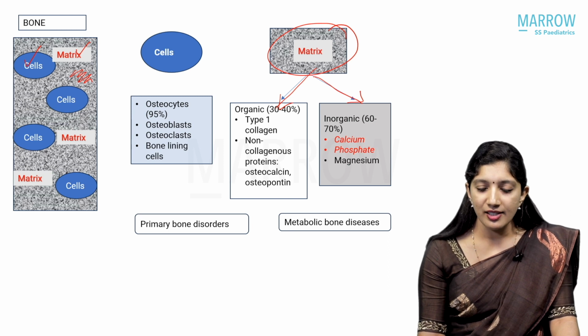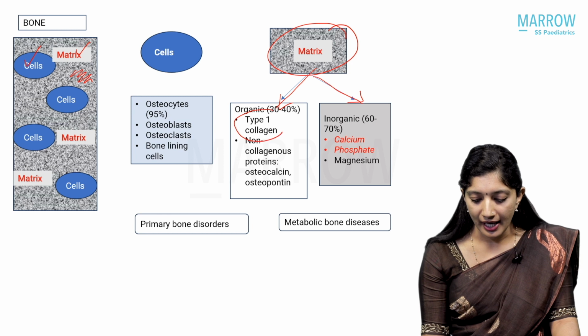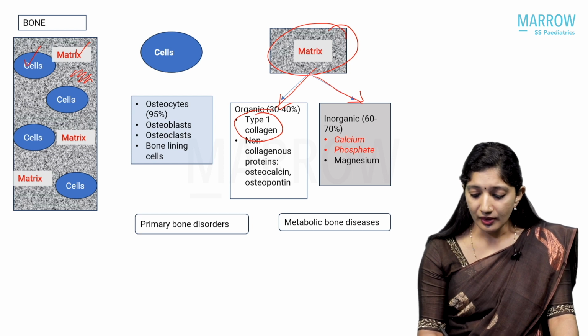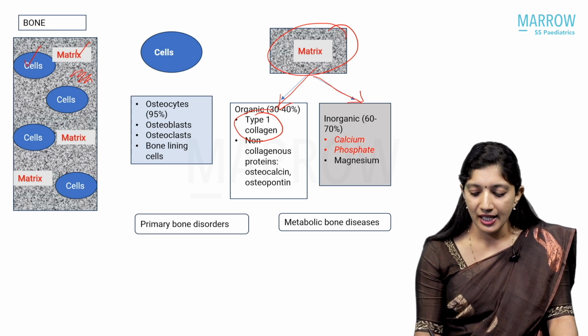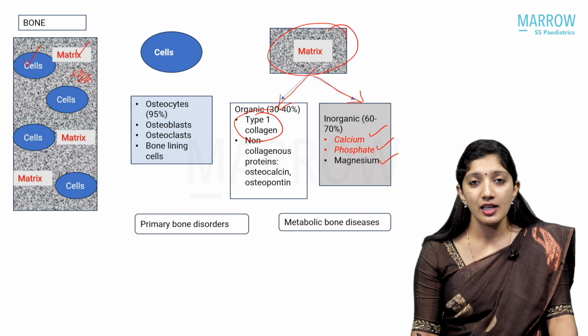The organic part is made up of proteins, majorly type 1 collagen, and many other non-collagenous proteins like osteocalcin and osteopontin. The inorganic part is made up of calcium, phosphate, and magnesium. It is mainly calcium and phosphate, called the hydroxyapatite.